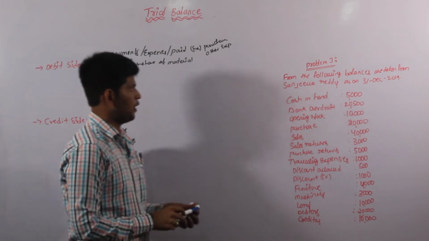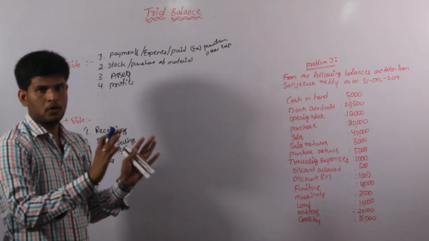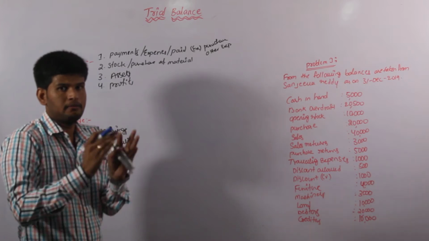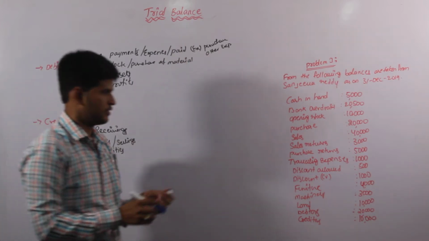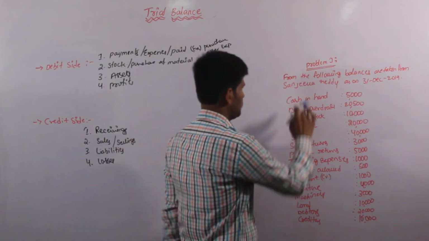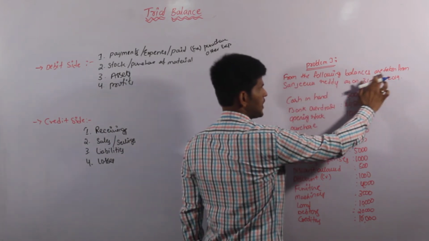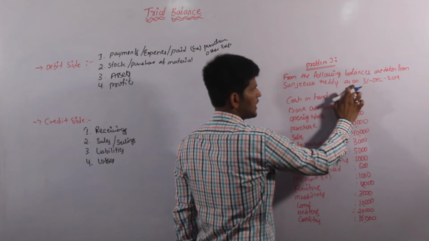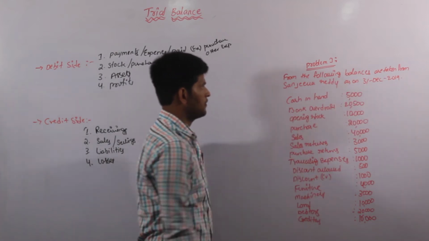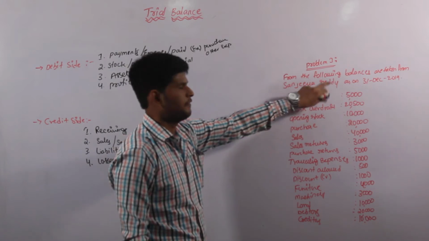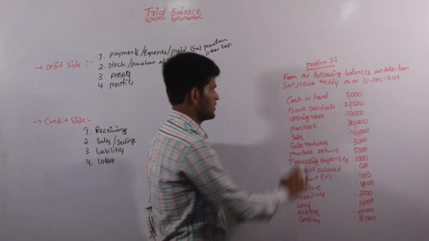Come to the first problem. It is for 2 marks. No need to get confused, no need to give much importance, but it is most important for final accounts. Come to the first one. The following balances are taken from Sanjeev Reddy as on 31st December 2019. These values are taken from the books of Sanjeev Reddy, and we have to prepare the trial balance.